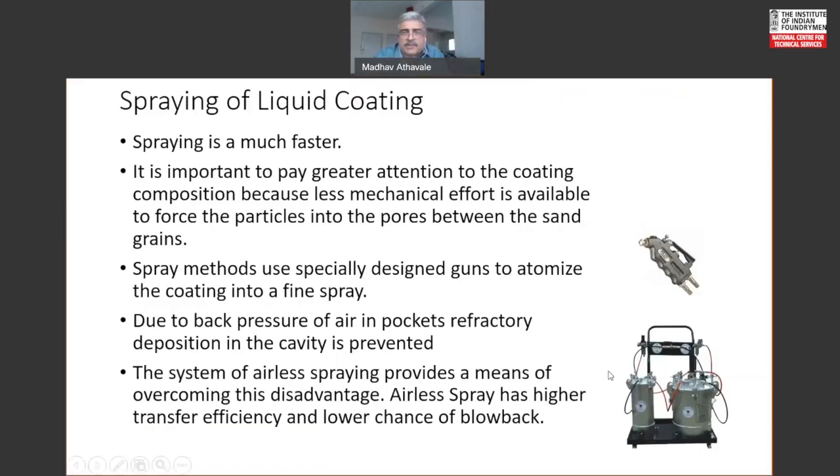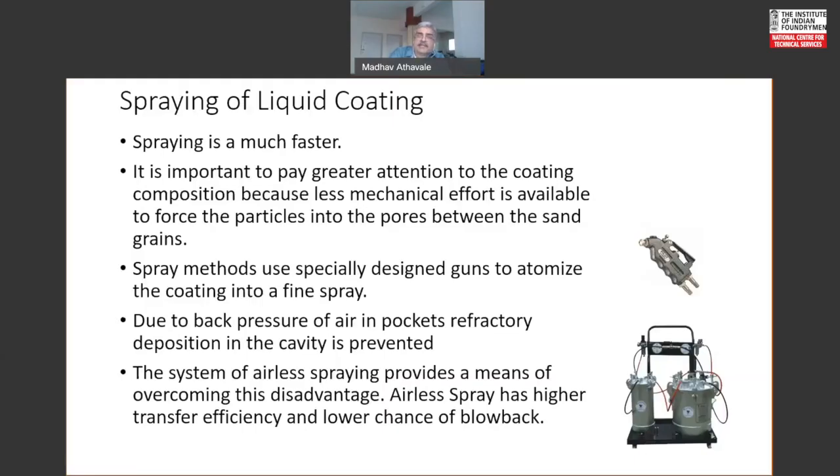That is what is presented here, where compressed air pushes the coating down. There is a stirrer also inside to ensure that the coating remains in a homogenized state, and that pushes the coating through a spray nozzle, and you get airless spraying system. One advantage I have personally experienced in the past, where very highly viscous 70% solids containing coating also could be sprayed by using these kind of airless spray guns.